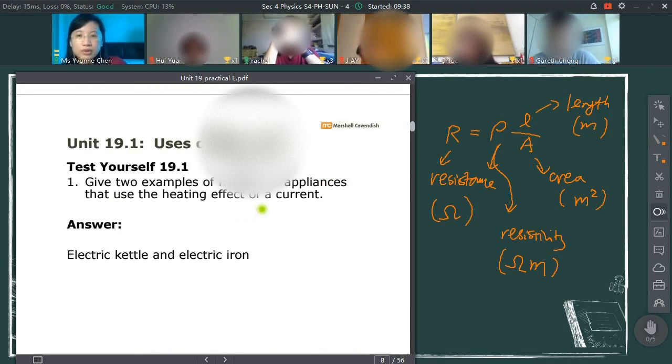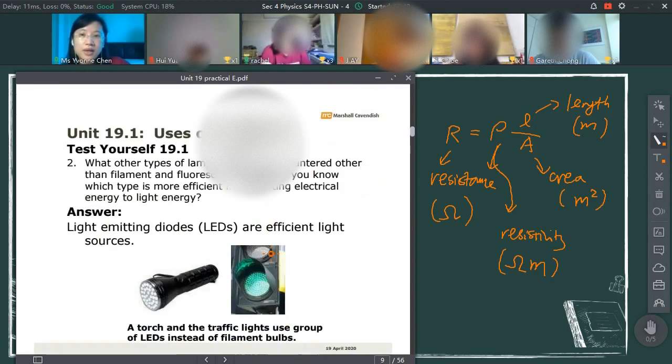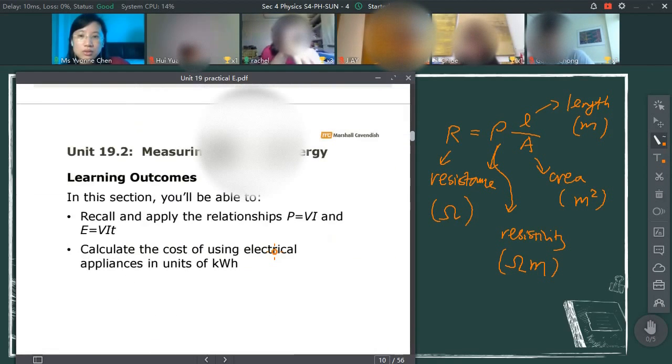Okay, so for example, two examples of household appliances that use the heating effect could be electric kettle and electric iron. It could be simple MCQ questions, okay. And we'll skip this part.